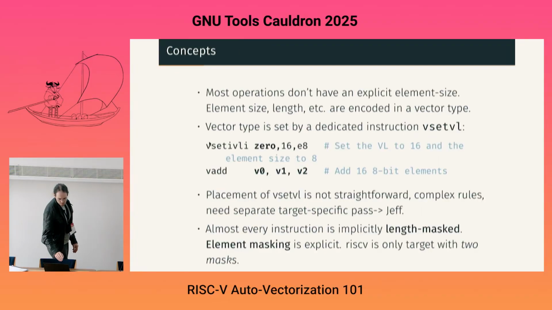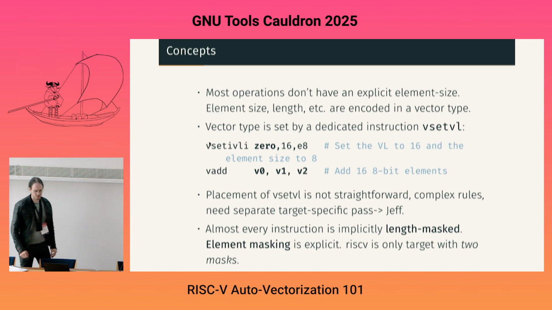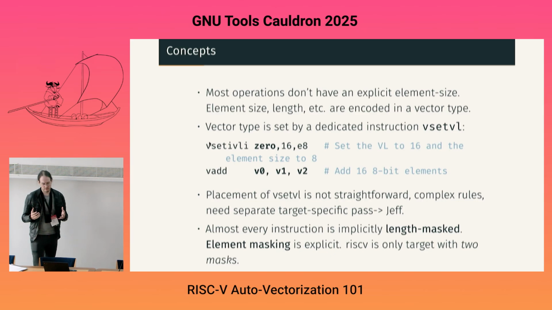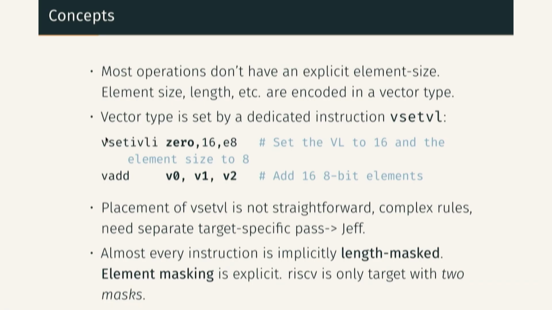Yeah, right. Okay, what you might have noticed at first, most operations don't have an explicit element size. Like an add is just an add. And the trick here is that the element size as well as the length that we actually operate on is encoded in a vector type. And this vector type is explicitly set by an instruction called vsetvl.